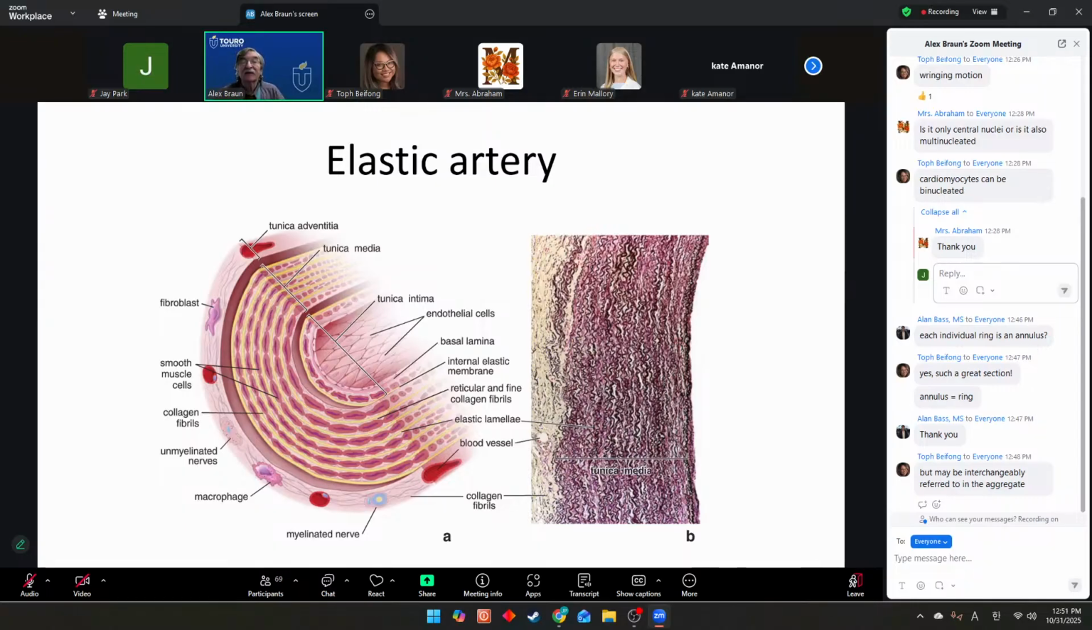What this expansion and recoiling does with systole and diastole, it helps maintain the blood pressure at a fairly even keel. There is some variation in blood pressure, but it's not as enormous as it would be if there wasn't much elastic tissue in its wall.